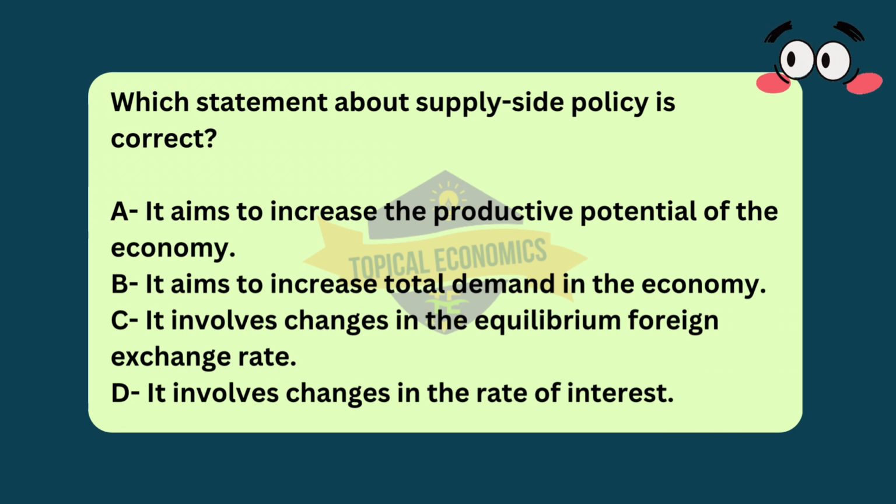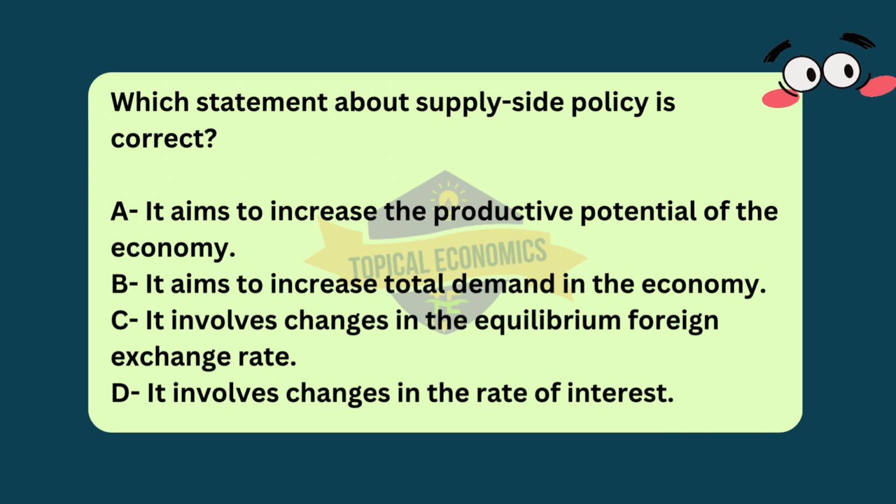Moving to question 7. Which statement about supply-side policy is correct? A. It aims to increase the productive potential of the economy. B. It aims to increase total demand in the economy. C. It involves changes in the equilibrium foreign exchange rate. D. It involves changes in the rate of interest. Reference, 2021 October-November, version 1.